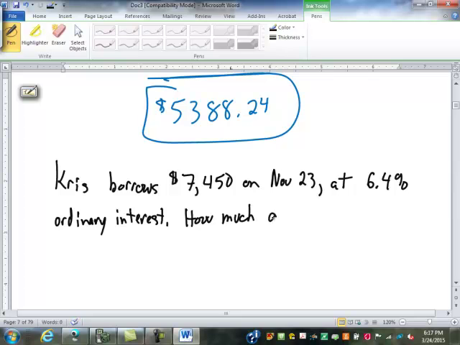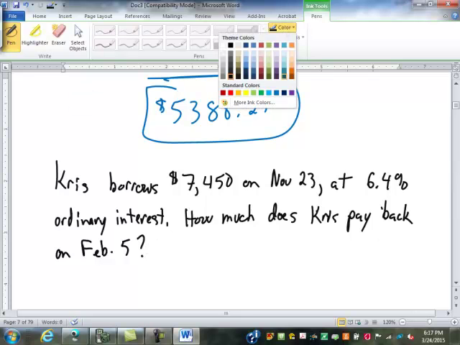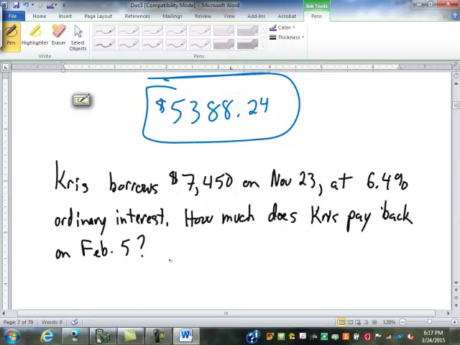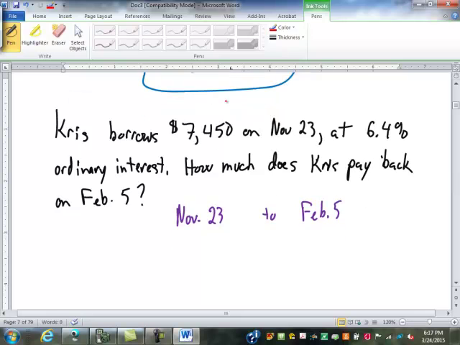How much does Chris pay back on February 5th? So again, we're looking at the days, starting at November 23rd, going to February 5th. What's the day for November 23rd? 327? How about February 5th? 36.